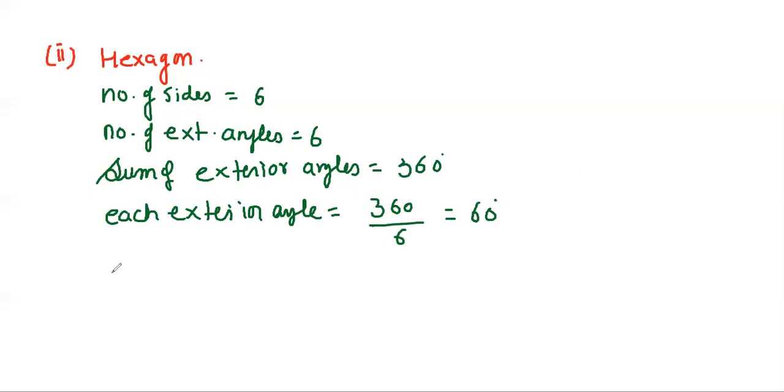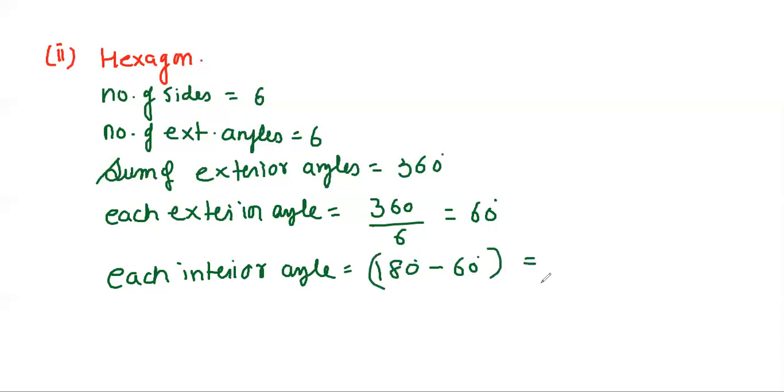Now each interior angle. Can you tell me what each interior angle is? How to find that, beta? 180 minus. Very good, Ananya. 180 minus 60 degrees. That is your each interior angle, because the sum of interior and exterior angle is always 180. So if I know the exterior angle and want to find the interior angle, I must subtract the exterior angle from 180 degrees. So 180 minus 60 degrees is 120 degrees.